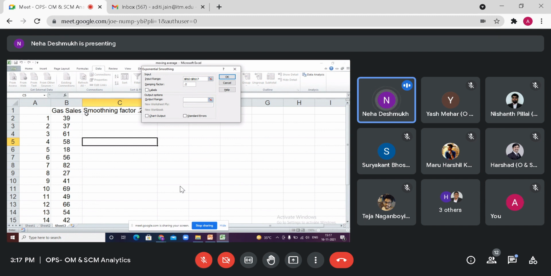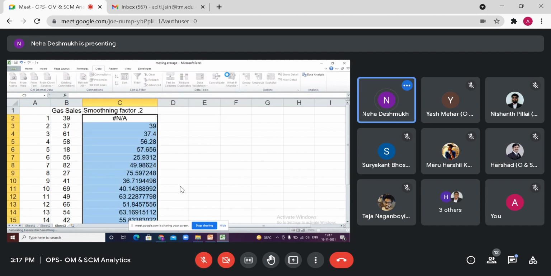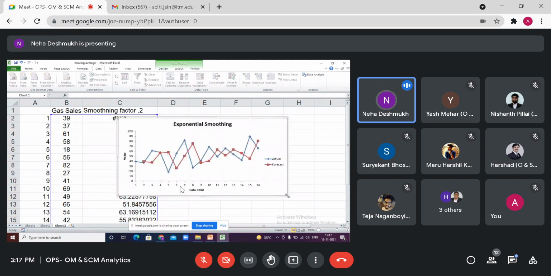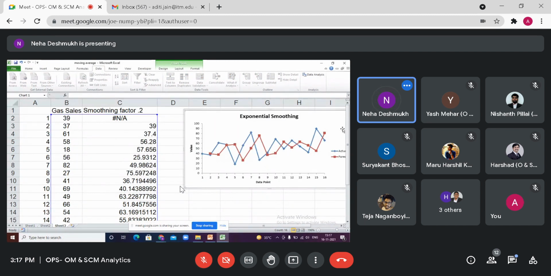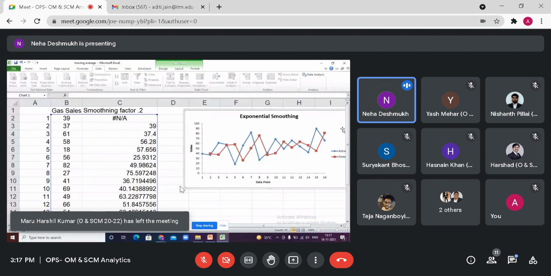Select a cell where you want the output, right? And yes, you can use the chart output also. So, okay, see the damping factor 0.2, right? The first one is not applicable. You can start it from the second.